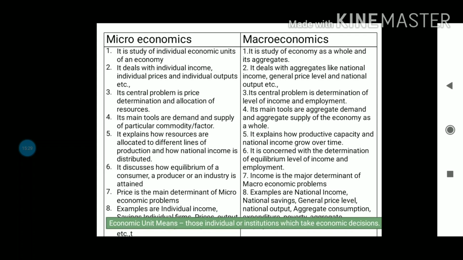Next, it explains how resources are allocated to different lines of production and how national income is distributed. Whereas in macroeconomics it explains how productive capacity and national income grow over time. Next, it discusses how equilibrium of a consumer, a producer, or an industry is attained, whereas macroeconomics is concerned with the determination of the equilibrium level of income and employment. Next, price is the main determinant of microeconomic problems, whereas income is the major determinant of macroeconomic problems. Next, examples in microeconomics are individual income, saving, individual firm, etc. Whereas in macroeconomics, examples are national income, national saving, general price level, etc.